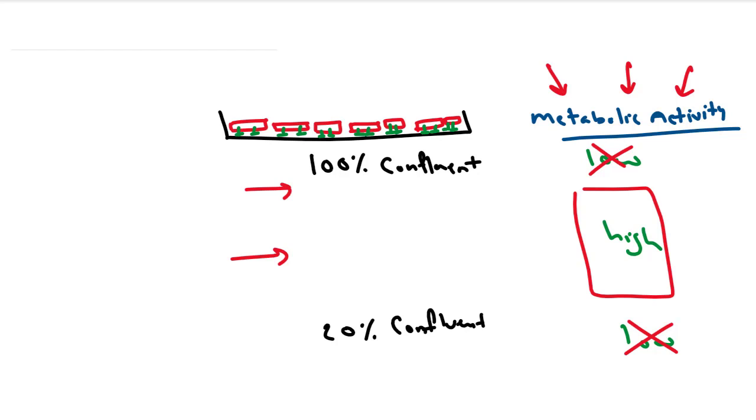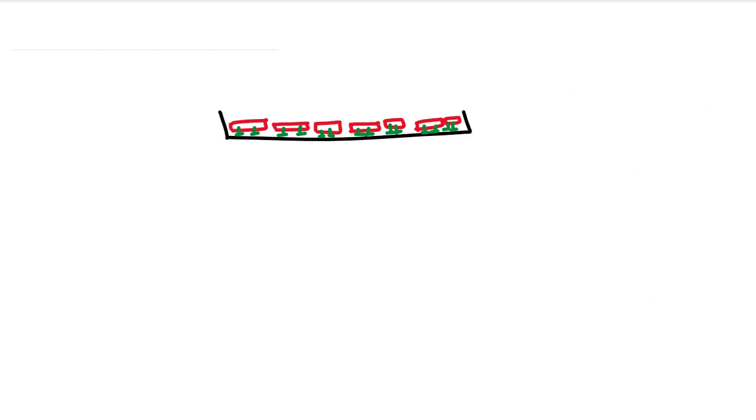But how do you get from 100% confluent to 20% confluency? So I'm going to erase this stuff so that we can continue on. Again, I'm not going to draw the little green proteins showing the attachment of the cells to the bottom of the plate. So what I do, and what all cell biologists do, let me scroll up a little bit.